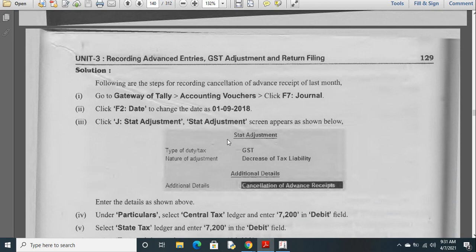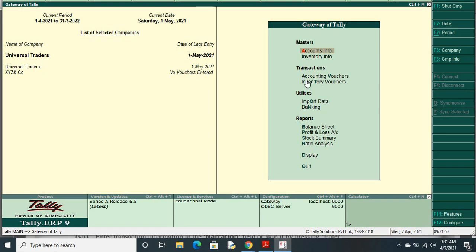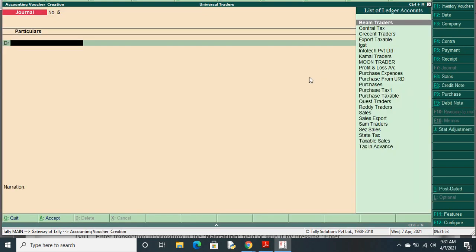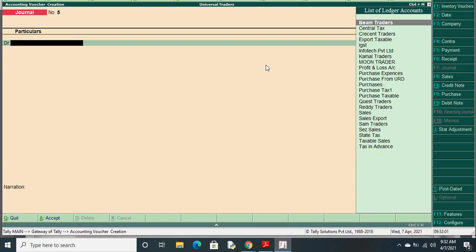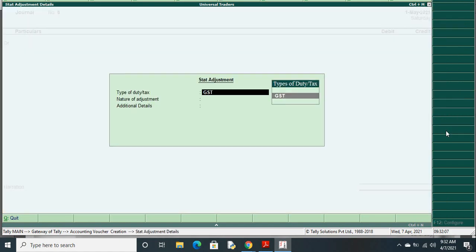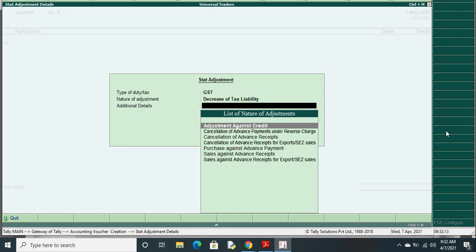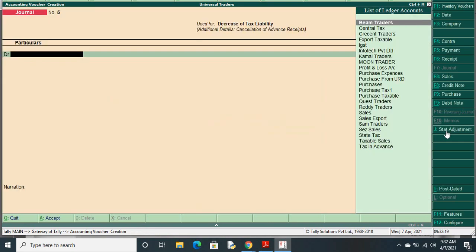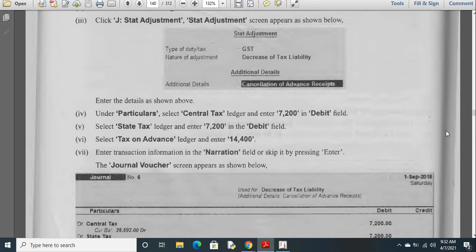Then how to enter the transaction. So all the adjustments will be in journal voucher. So go to journal voucher. Next we have to go with date. Already dates are available. So go to tax adjustments, GST, decrease of tax liability, and cancellation of advance receipts. Here we have cancellation of advance receipts.